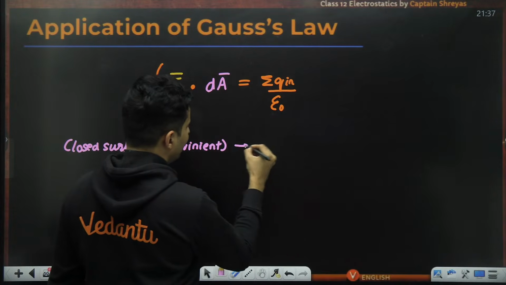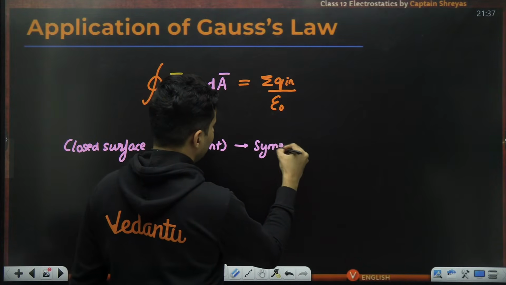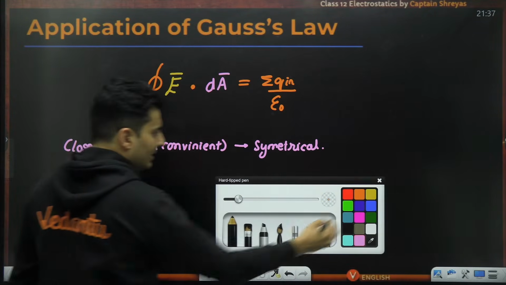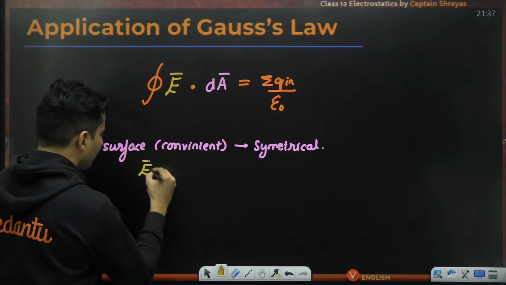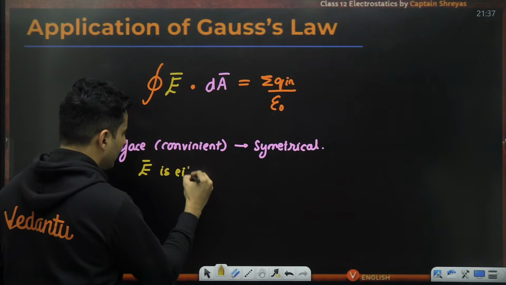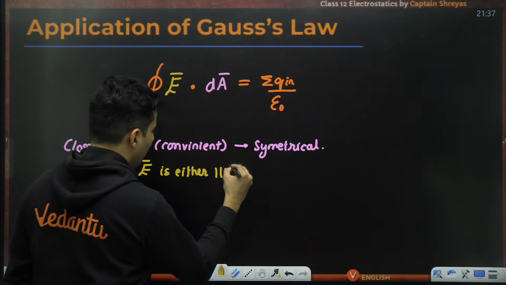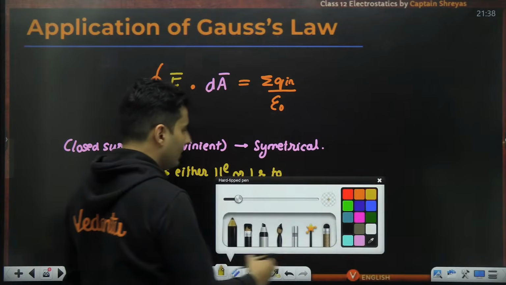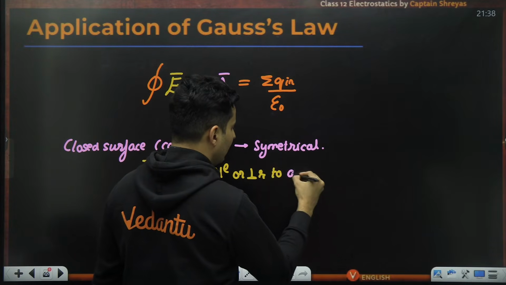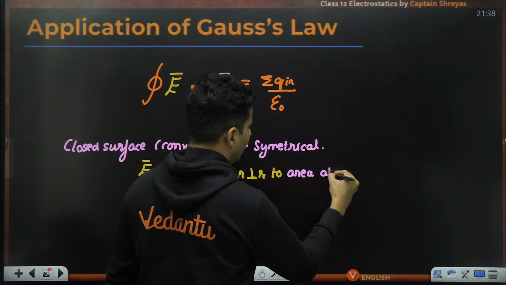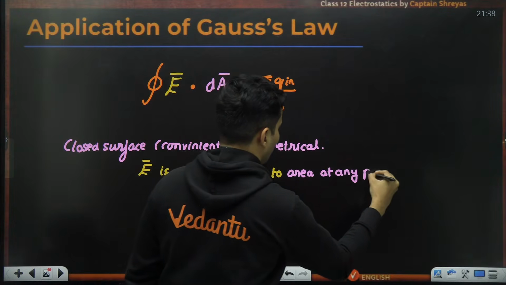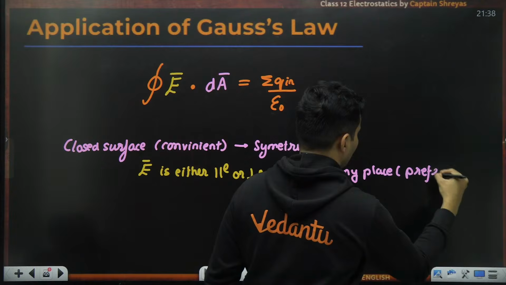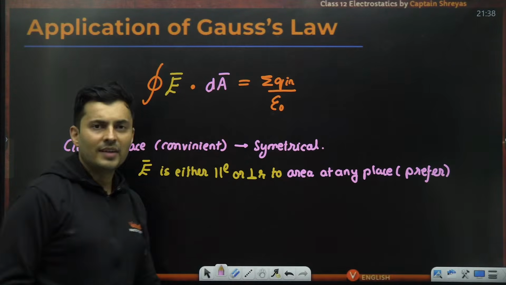And when I say convenient, usually symmetrical, and in such a way that the electric field is either parallel or perpendicular to the area at any place. This is preferable. This is what you prefer the field to be.